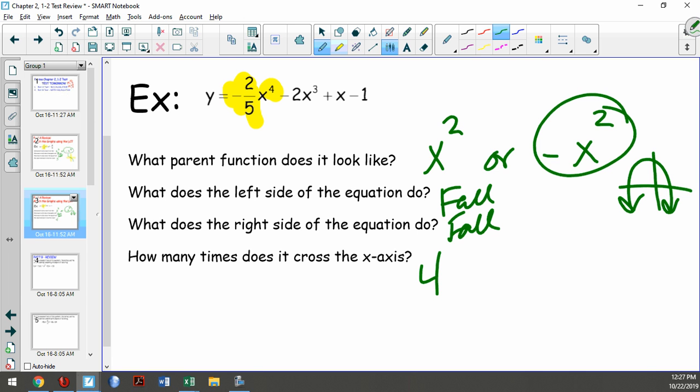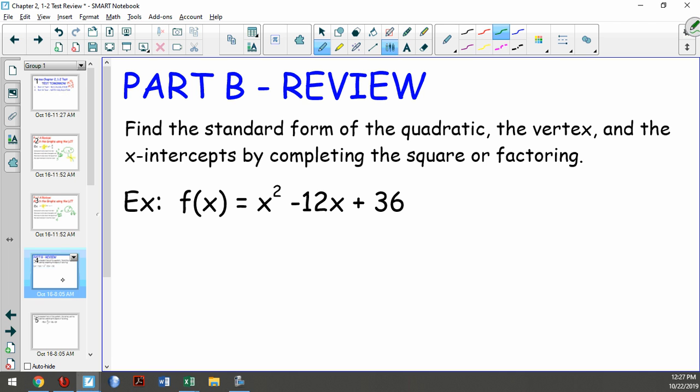Okay, part B test. You are now allowed a graphing calculator. Now let's read the instructions. Find the standard form. What's standard form?